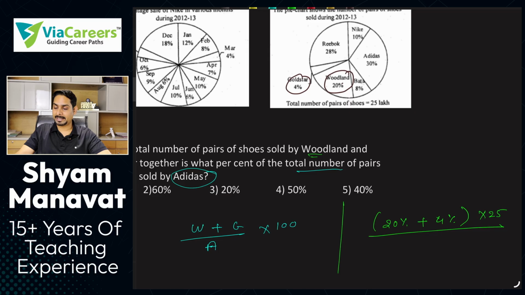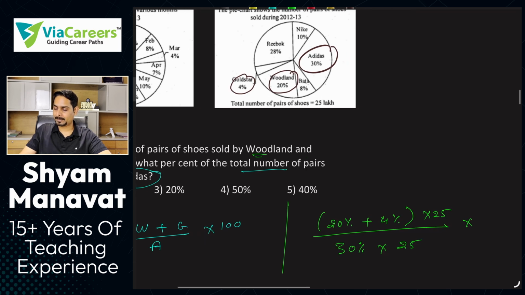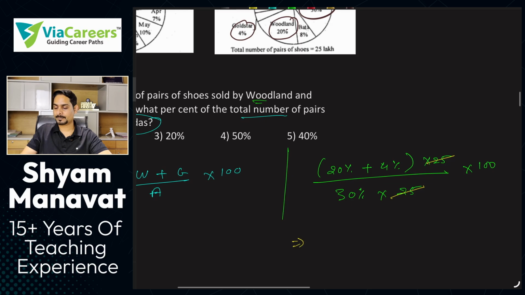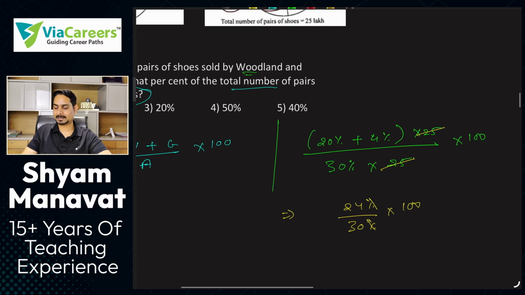Compare to Adidas. Now where is Adidas? Here Adidas is 30%. So 30%. So here we have 30% of 25 lakhs, multiply by 100. Okay, so 25, 25 cancel. Now you can take 20 plus 4, so this is 24% and this is 30%. And then here you have 100, percentage cancel.